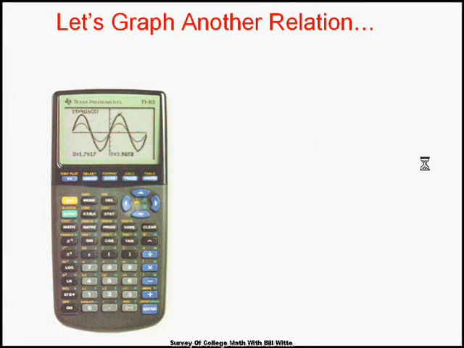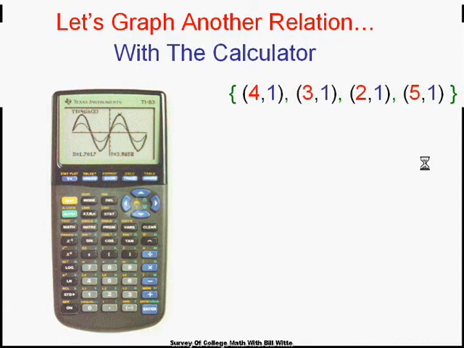Let's do another relation. Bring it on. We're going to put in this set of pairs: 4, 1, 3, 1, 2, 1, and 5, 1. Now, hopefully your calculator is set the way we had already cleaned it up, so we're all set. And plot is off at this time.